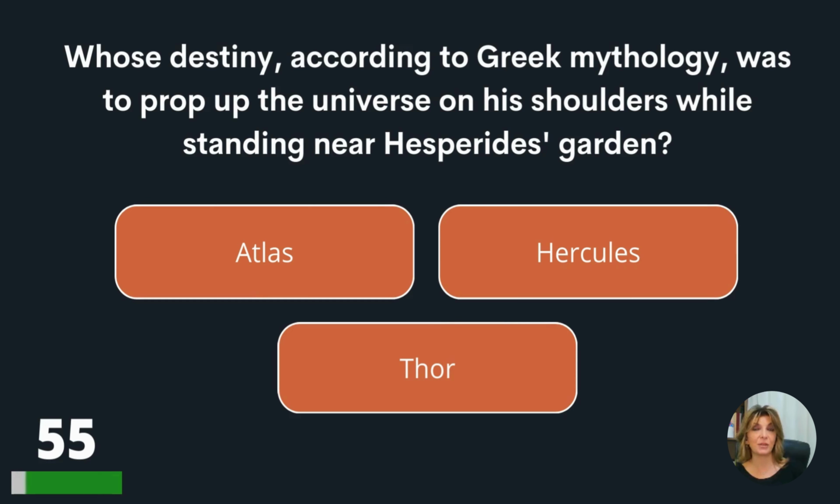Whose destiny, according to Greek mythology, was to prop up the universe on his shoulders while standing near the Hesperides' garden? Atlas, Hercules, or Thor? Atlas.